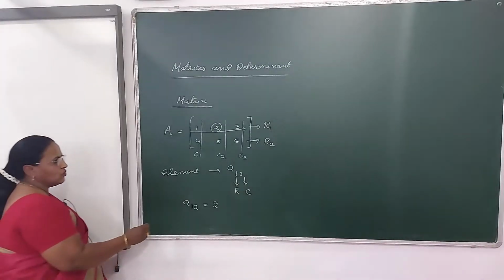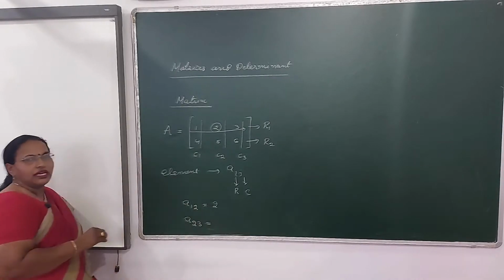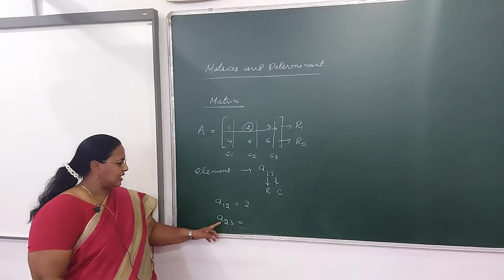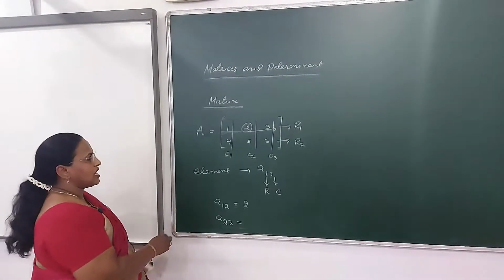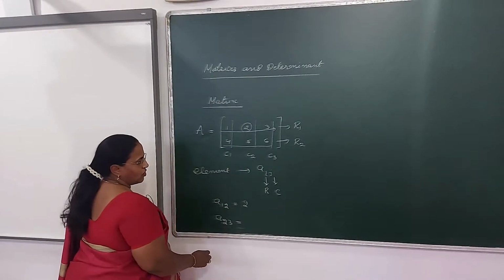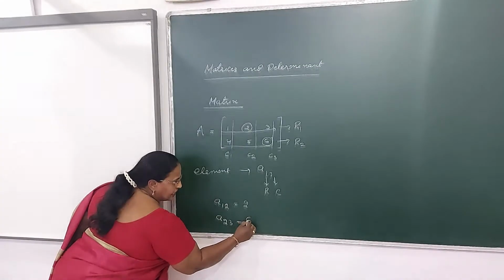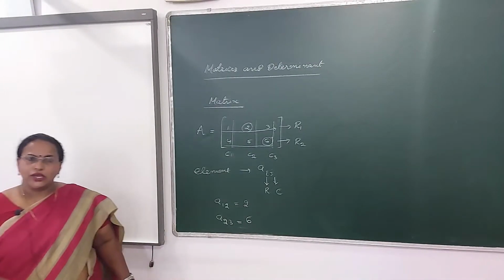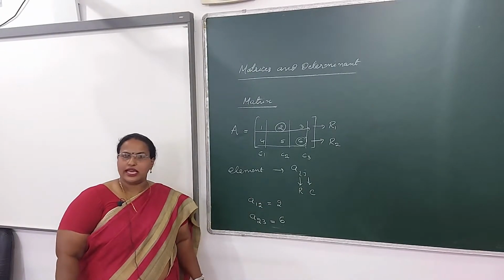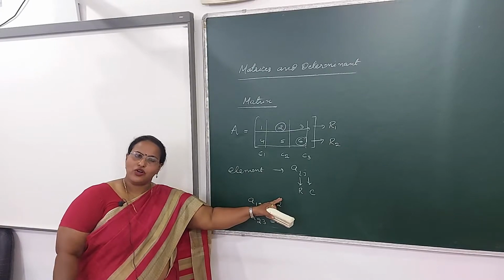Likewise, if I ask you what is the element A23? Then A23 means what? I am asking you the element which is placed in second row, third column. So just count it. This is the first row, this is the second row, third column means the value of A23 is what? It is 6. So I hope this is clear to you. So element is denoted by the term Aij, where i stands for row and j stands for column.